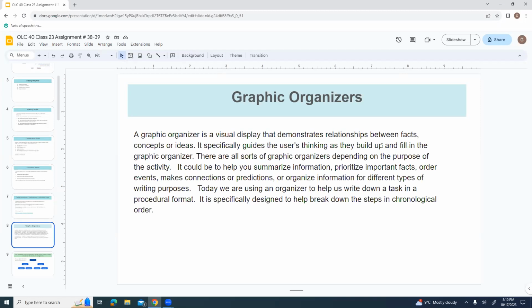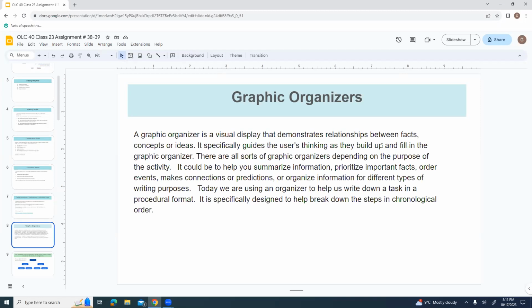So a graphic organizer is just a visual display that demonstrates the relationship between facts, concepts, or ideas. It specifically guides the user's thinking as they build up and fill in the graphic organizer. There are all sorts of organizers depending on the purpose of the activity. They can be used to help you summarize information, prioritize important facts, order events, make connections or predictions, or organize information for different types of writing purposes.